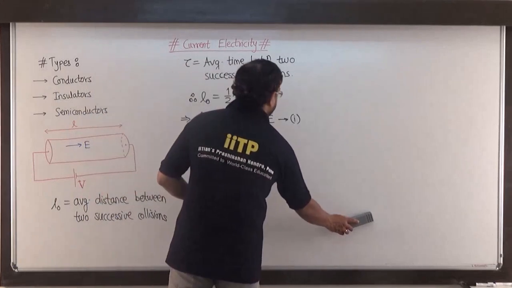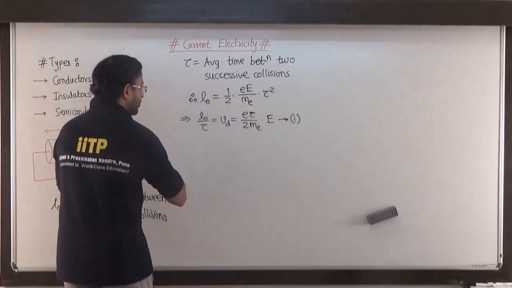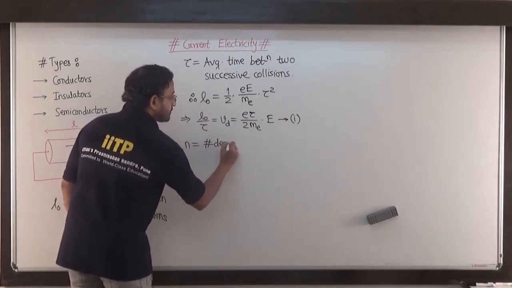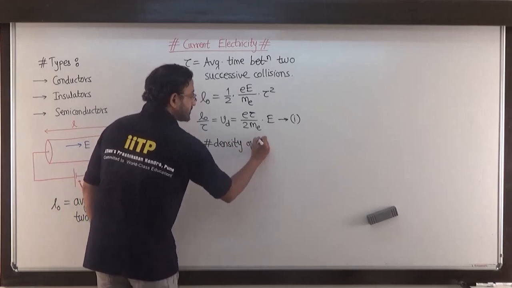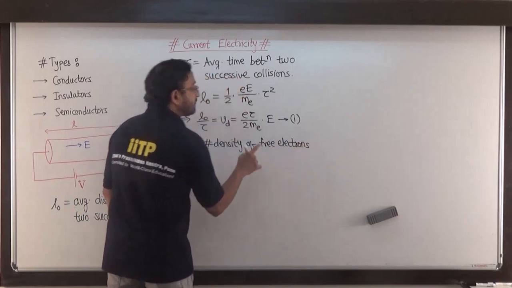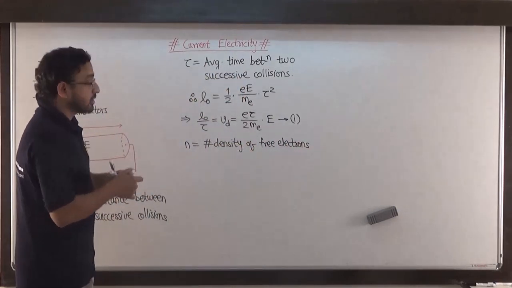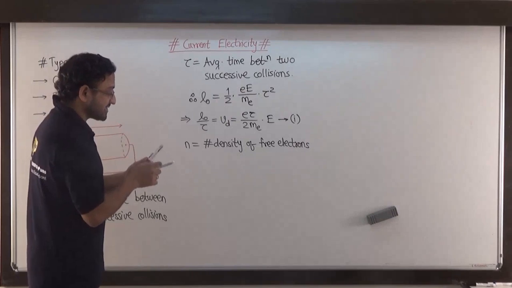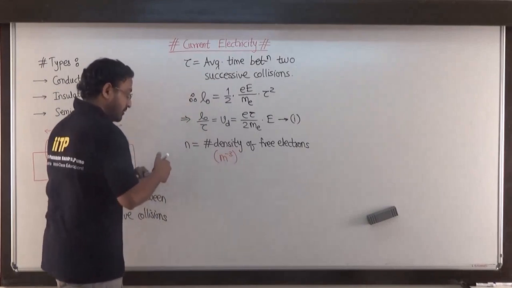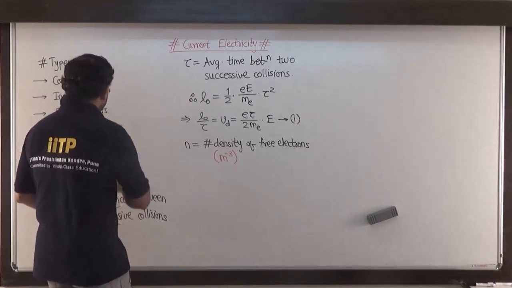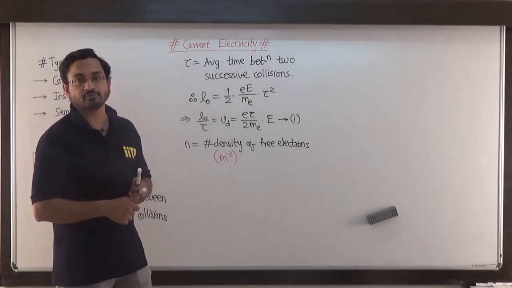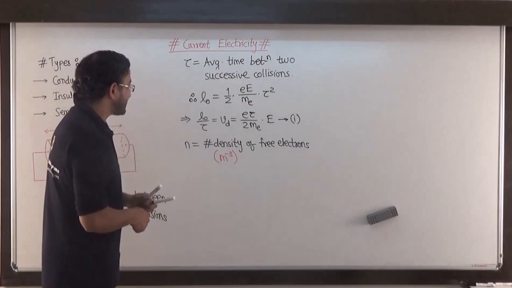Now there's another quantity we can talk about. This is called n. n is the number density of free electrons, and that means it is the number of free electrons per unit volume. Hence its SI unit will be simply per meter cube. So imagine in this conductor there is a number density, how many free electrons per unit volume, that is this.